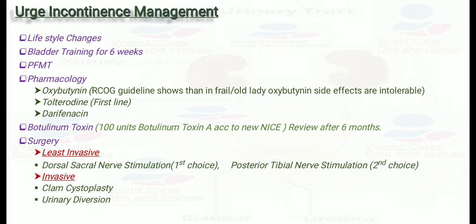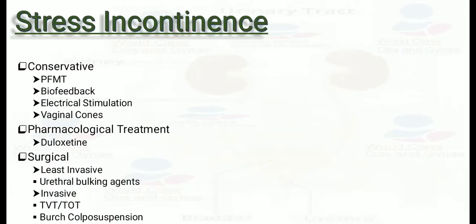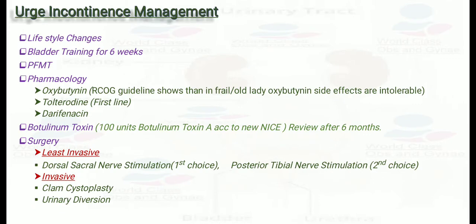Among the surgery, we may have least invasive and invasive procedures. Least invasive, first choice is dorsal sacral nerve stimulation, second is posterior tibial nerve stimulation. Invasive procedures include clam cystoplasty and urinary diversion. I would recommend you to take a screenshot of this picture and study it as a flashcard because it explains the whole management of urge incontinence. And the previous one shows the whole management of stress incontinence. So if you memorize these points, these are sufficient.